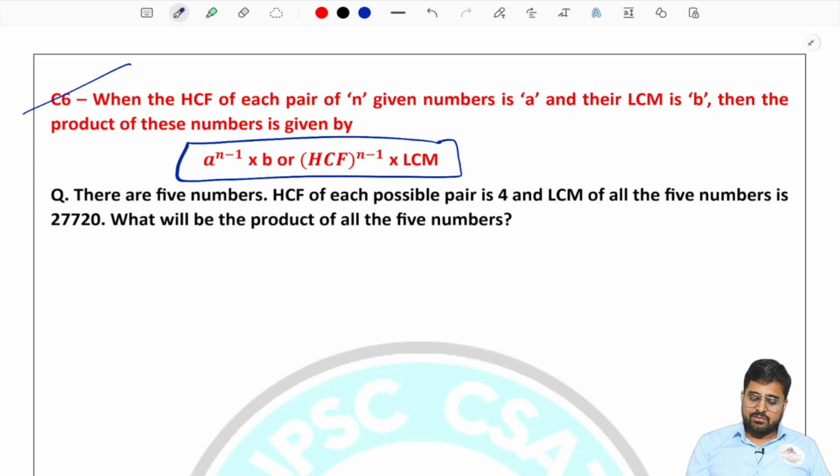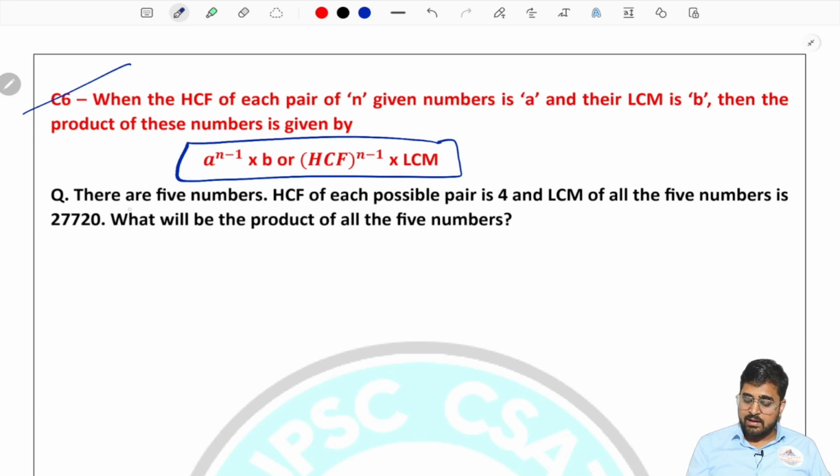Okay, so let's focus on concept number 6. Let's understand this concept with the help of a question only, because there is no purpose in reading this. You will get confused in the explanation only. Let's start with the question, and then we will understand each element of this statement.